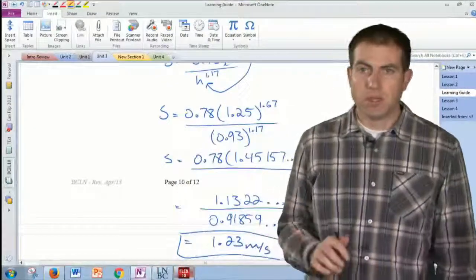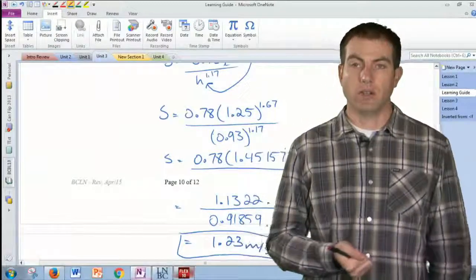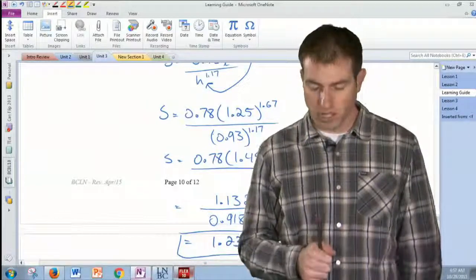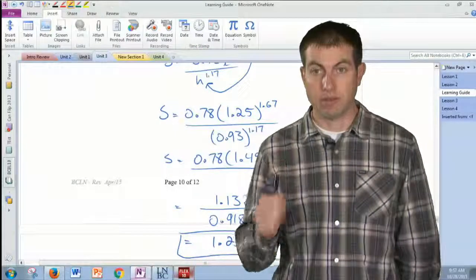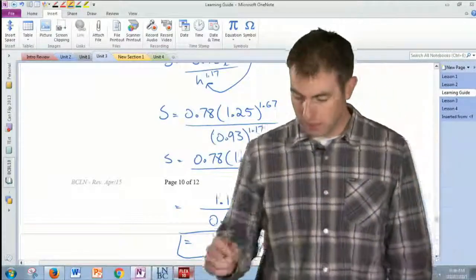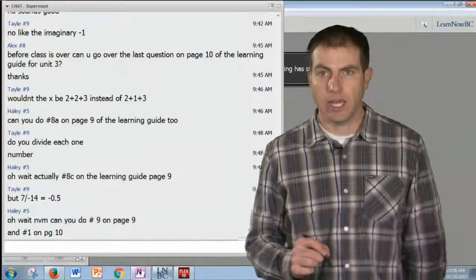Hopefully that helps you, Alex. That one was definitely a battle with your calculator. If you have some confidence in how to do the calculations, you'd probably be okay. But if you haven't figured out your calculator yet, that would be a really difficult question. I'm going to go back to chat. So that was the last one on page 10.